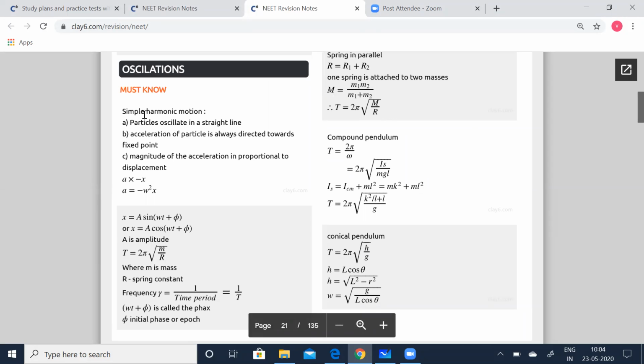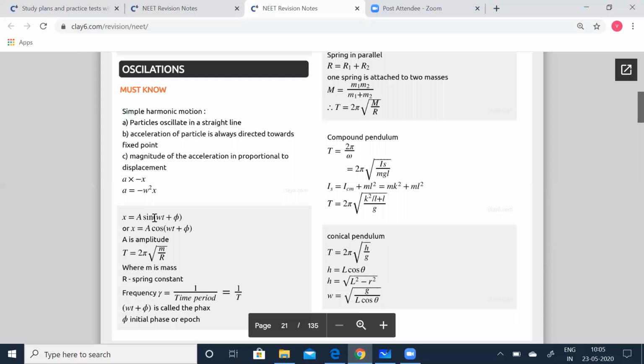Simple harmonic motion. In simple harmonic motion, particles oscillate in a straight line. Acceleration for the particle is always directed towards the fixed point. The magnitude of the acceleration is proportional to the displacement. So a is proportional to minus x, or a is equal to minus omega squared x. The negative sign shows that it is the restoring force.